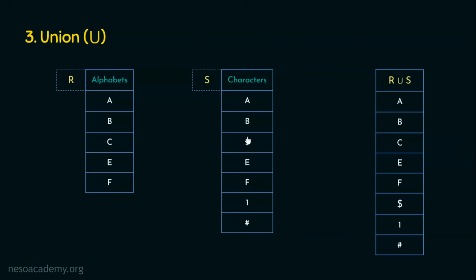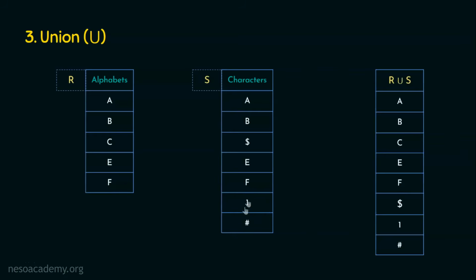Talking about the dollar symbol, it is not there in R, but it is there in S. So dollar will be there in the output relation. Coming to E and F, they are already there in R, which is already sent to the output R union S, so they are already available in the output relation. E and F will not appear again because they are duplicate values, so they will be eliminated.